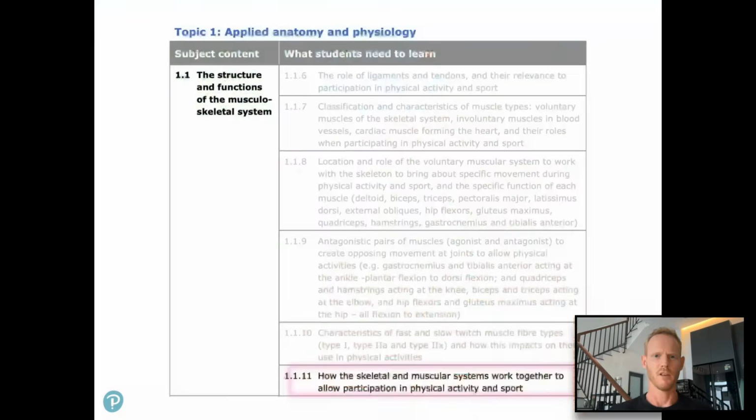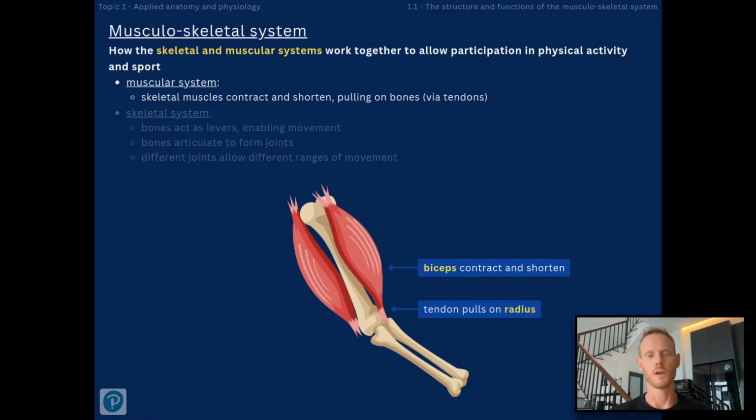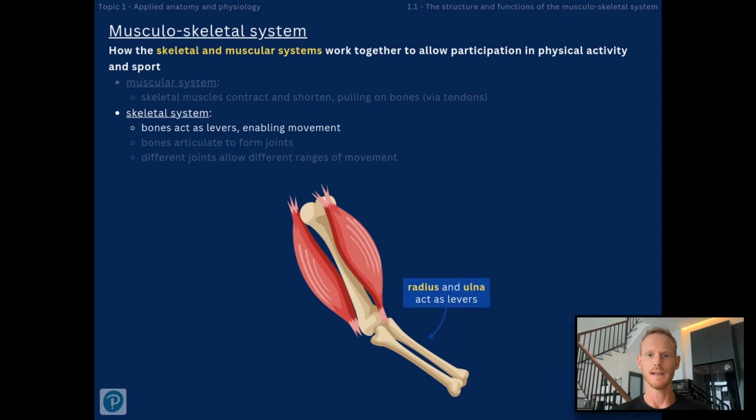Finally, you need to explain how the skeletal and muscular systems work together. So the skeletal and muscular systems work together through lever systems, which we'll cover in detail in topic 2.1. The voluntary muscles of the muscular system provide the force for movement. They are attached to the skeletal system by tendons, so that when they contract and shorten, they pull on bones. Bones act as solid levers and provide attachment points for the muscles.